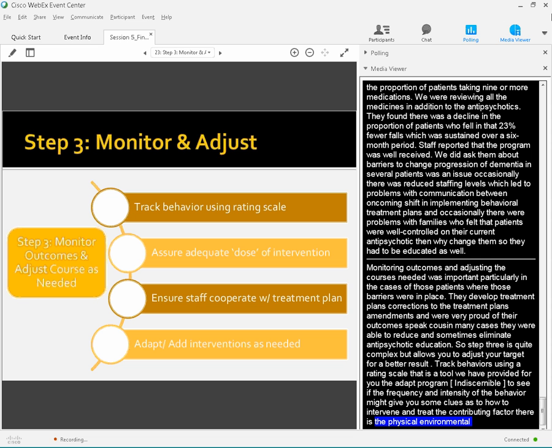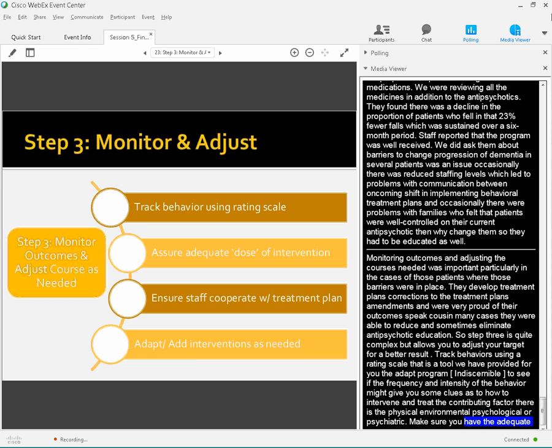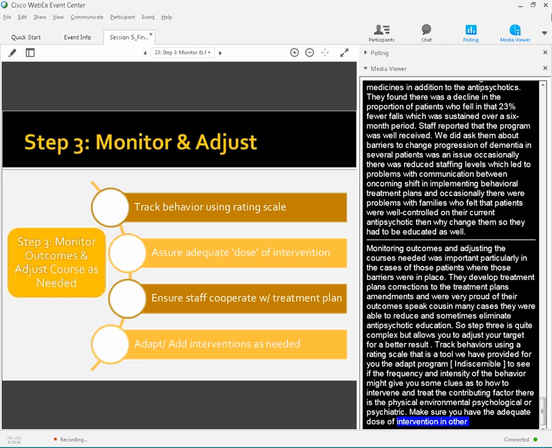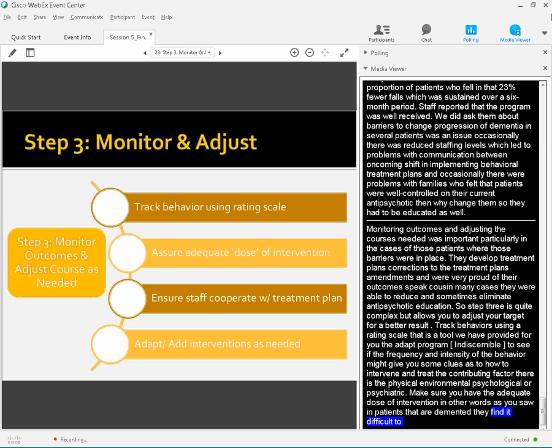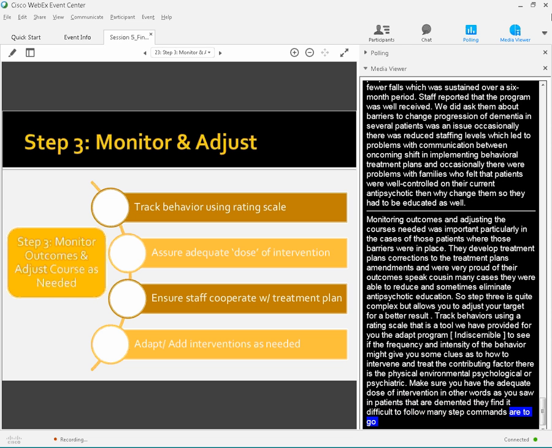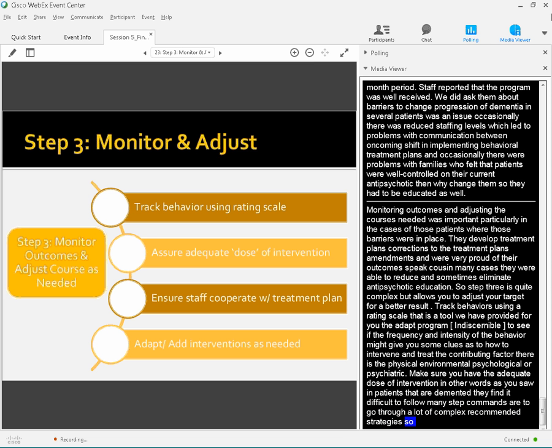In other words, as you saw, patients that are demented find it difficult to follow many step commands or to go through a lot of complex recommended strategies. So have things simple-minded, tailored to the patient, and we find that is much more effective.